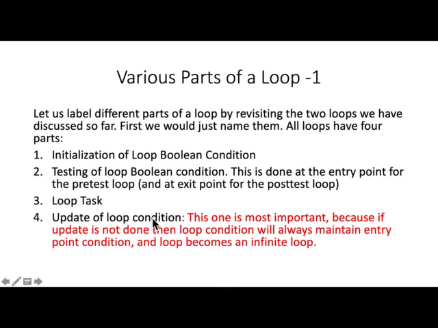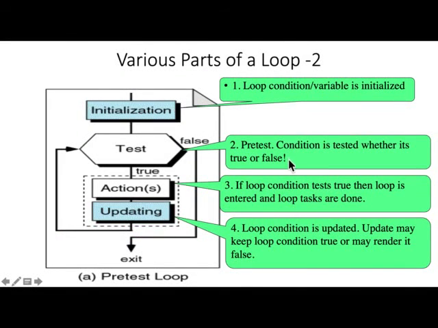Update is the most important, and that's most often forgotten. Okay, one more time we want to show the 4 parts of the loop in this kind of flowchart form. Initialization is the first. Loop condition or variable is initialized. Testing of the loop condition is number 2, pretest. Condition is tested whether it's true or false.